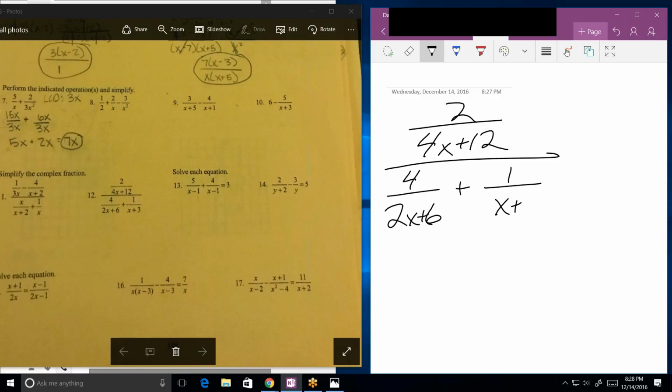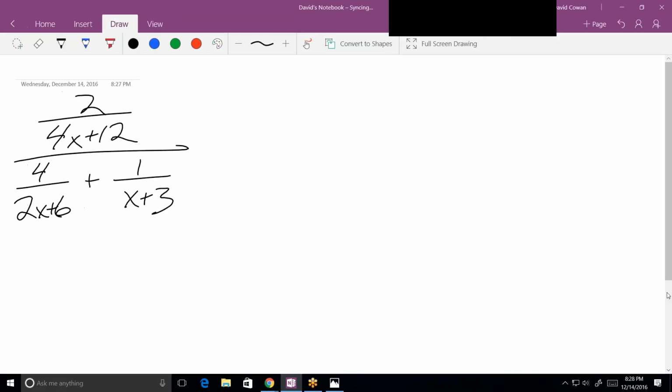All right, so we don't have to do much with the numerator yet. In other words, I could simplify that a little bit. I could divide top and bottom by 2, but let's not do it until we need to.